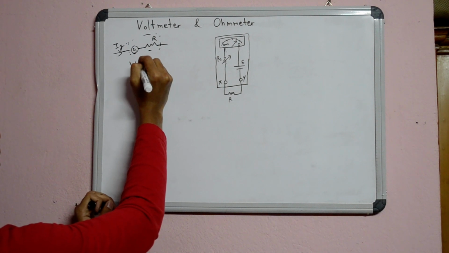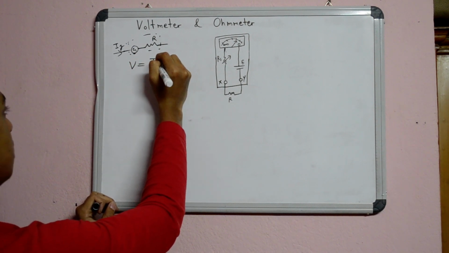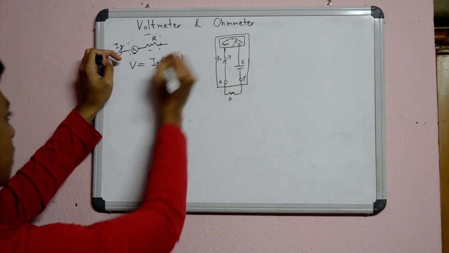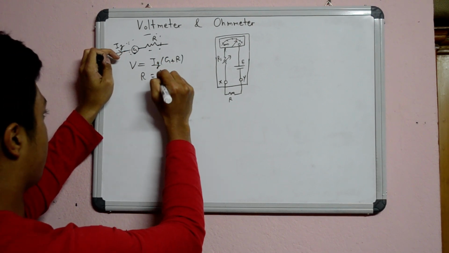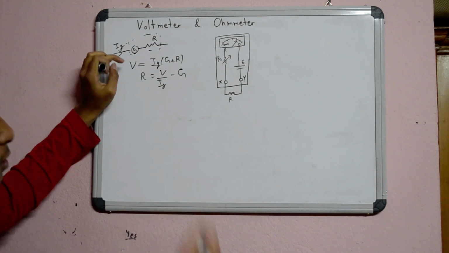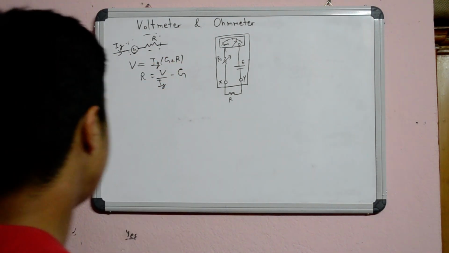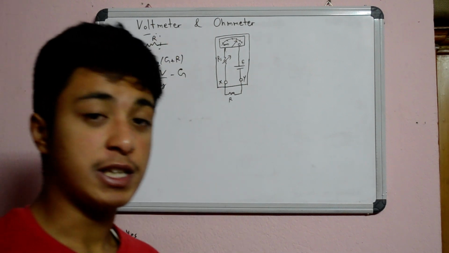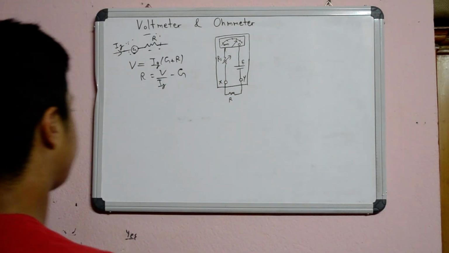So here we have the voltage V equals Ig, the current, times the total resistance, G plus R. So that means R equals V by Ig minus G. G is of course the resistance of the galvanometer. Now this part, the voltmeter is always connected in parallel to the circuit.